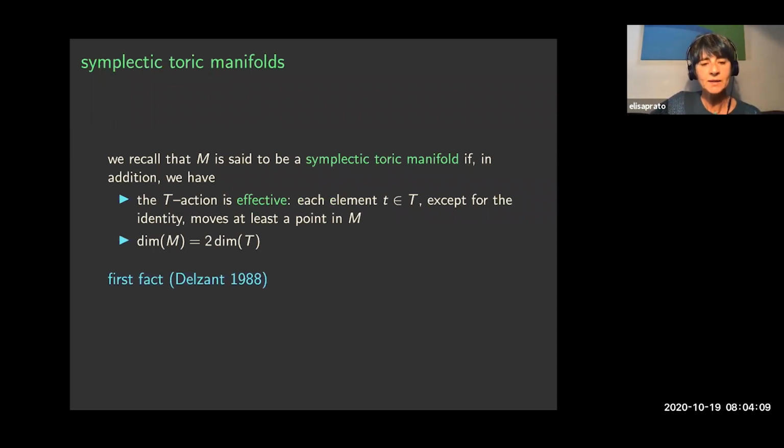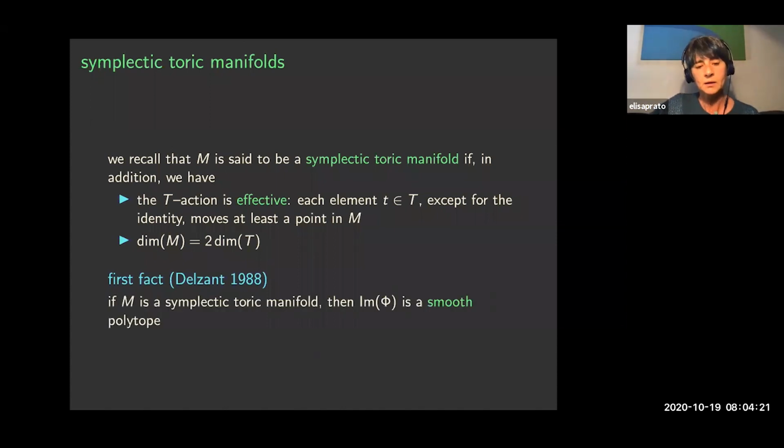So the first fact that I would like to mention is part of a result of Delzant, which I will explain fully later. It says that whenever we have a symplectic toric manifold, the image of the moment map is what is known as a smooth polytope. So I'm going to recall what this means in the context of this terminology and notation.